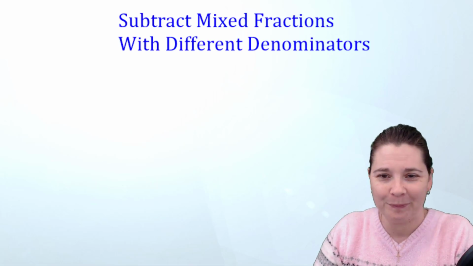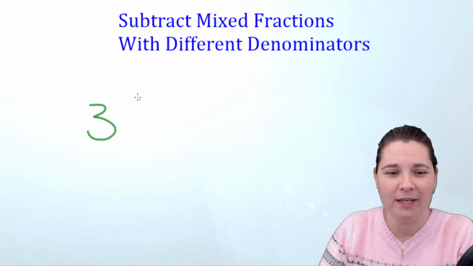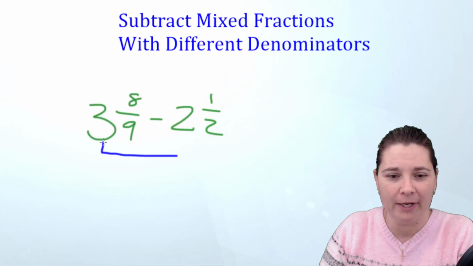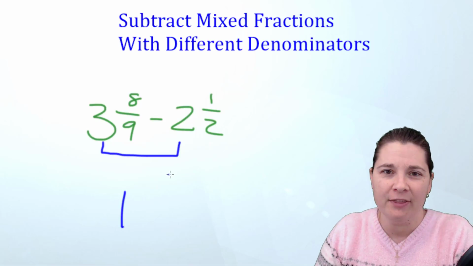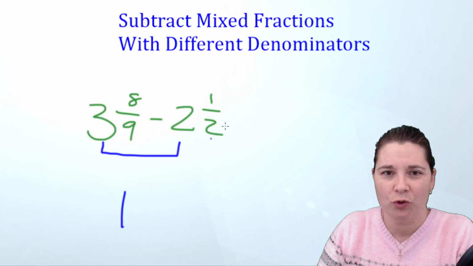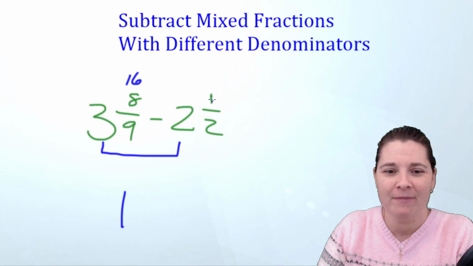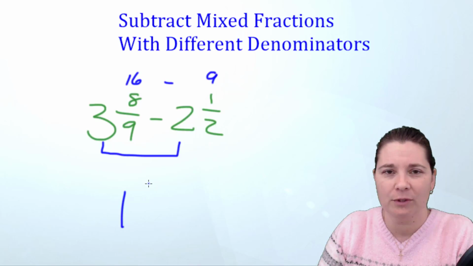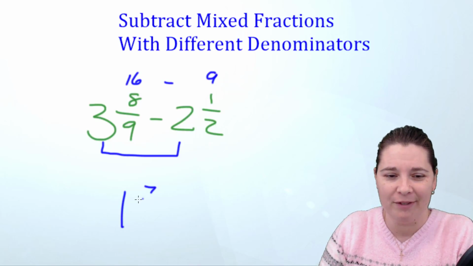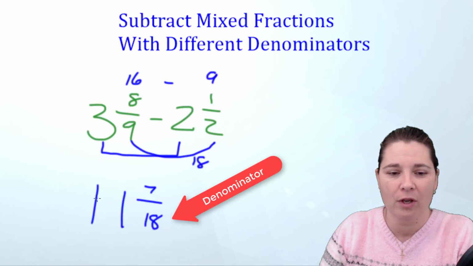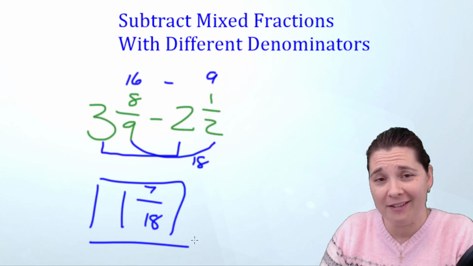Let's try that on another example. Okay, let's see. We have 3 8/9, and we're going to subtract 2 1/2 from it. So starting with our whole numbers, 3 minus 2 gives us 1, right? And then using that crosswise multiplication, 8 times 2 is 16, and then 1 times 9 is 9. When we subtract those two numbers, we get 7. And then when we multiply the denominators together, that gives us 18, and that is the denominator. So our answer is 1 7/18.